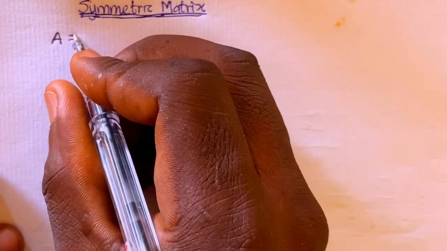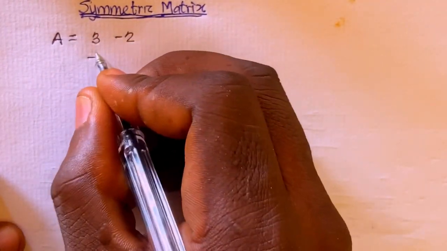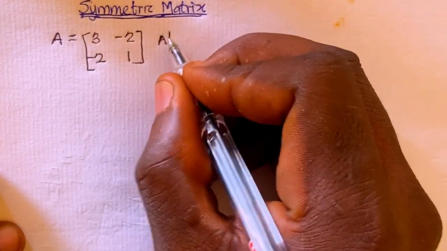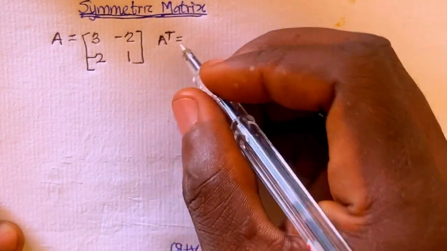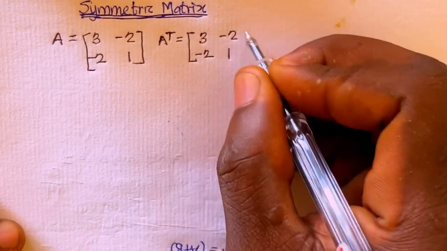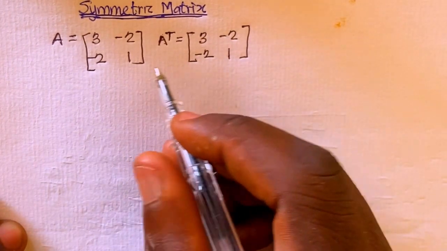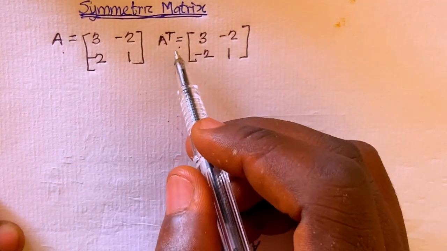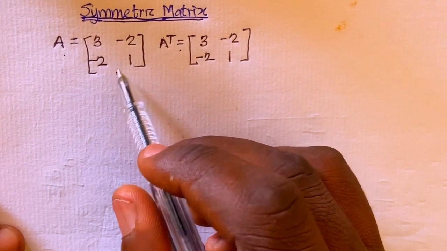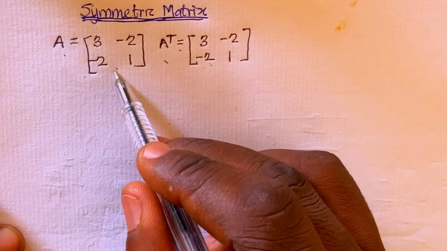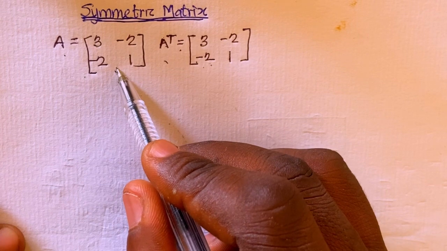Suppose we have matrix A to be 3, -2, -2 and 1, and you are asked to find A transpose. Finding A transpose simply means you'll be interchanging the row with your column, which is 3, -2 and -2, 1. If you check these two cases, what do you note? Is there any difference between A and A transpose? Since there is no difference between the order and the elements in A and in A transpose, our matrix A is said to be a symmetric matrix.